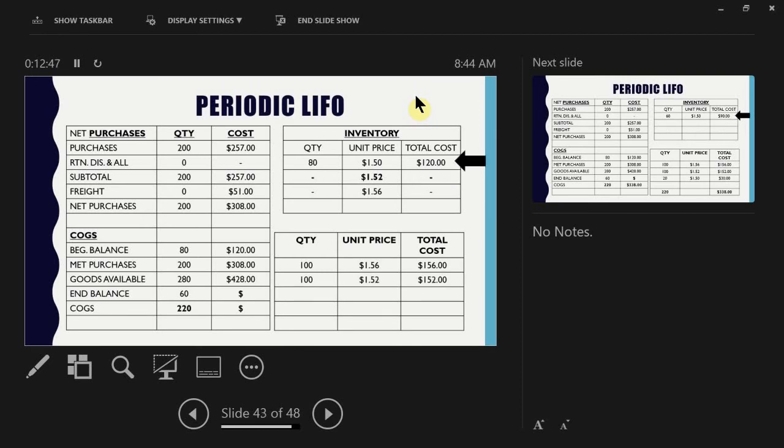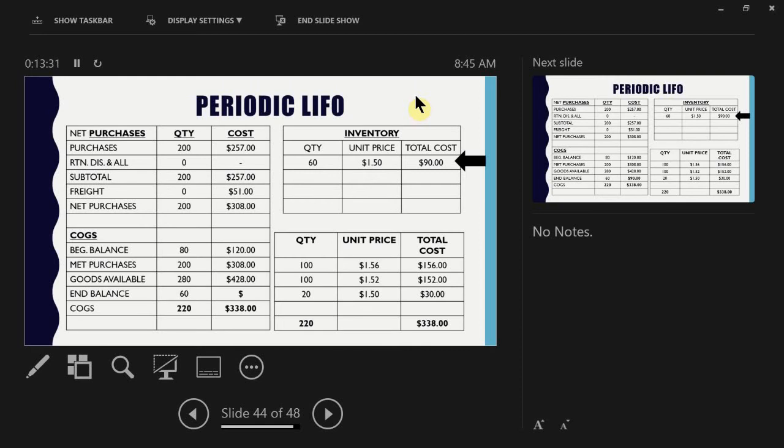Okay, so now I am left with getting rid of 20 more units to get to a total of 220. In this case, I do have to calculate my actual cost per item because I'm not going to take all 80 units. I'm going to take only 20 of those 80 units. So I'll plug in 20 units, multiply it by $1.50 to get a grand total of $30.